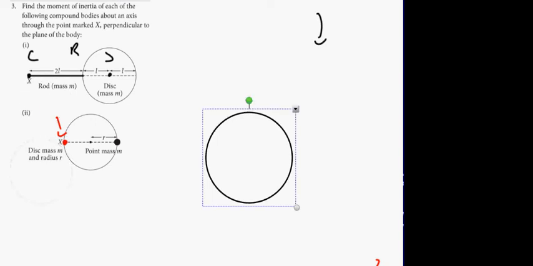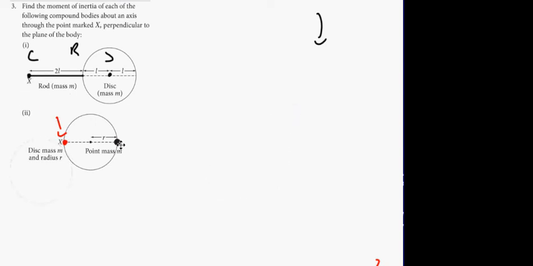Now, the problem is it has a point mass at its end, and the usual formula we know, where it's about its center, is I0. So we're going to have to do what we usually do.